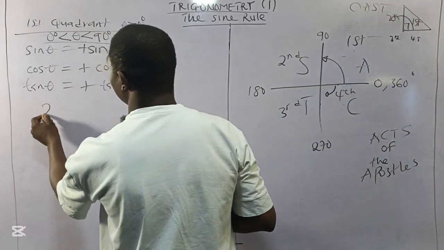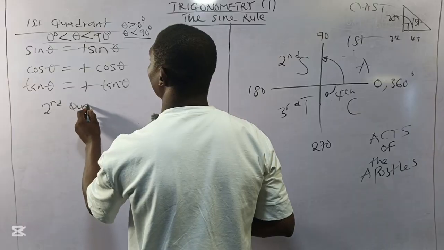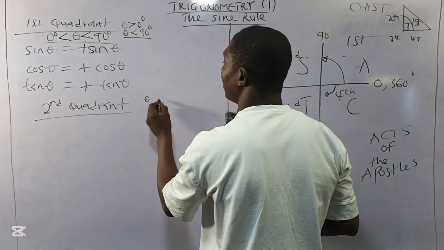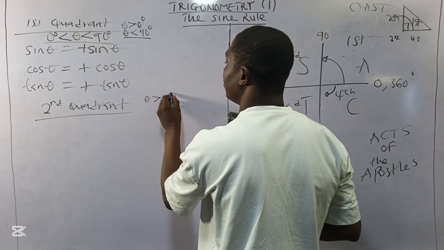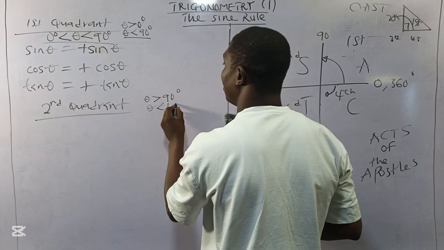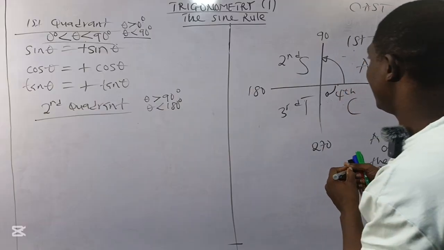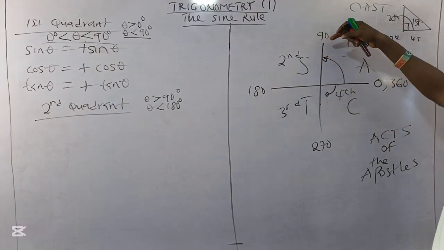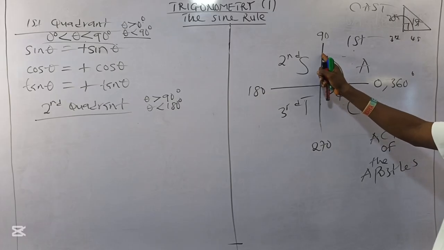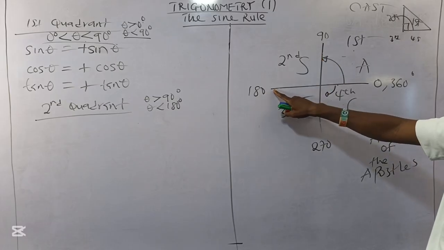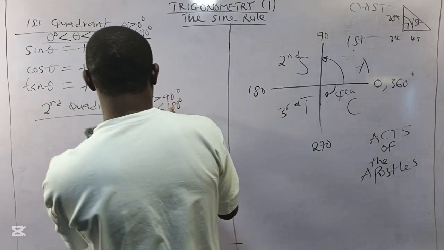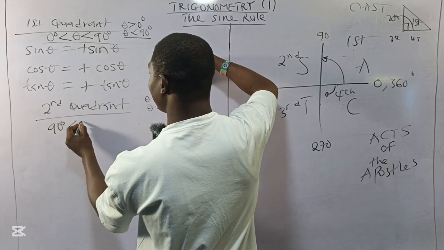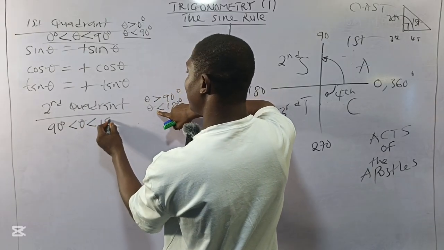For the second quadrant, we have theta greater than 90 degrees, and theta less than 180 degrees. You don't need to grab it. This is the second quadrant. You can see any angle that exceeds here will be greater than 90, but it will be less than 180. So combining this inequality, I'll have 90 degrees less than theta, less than 180 degrees.